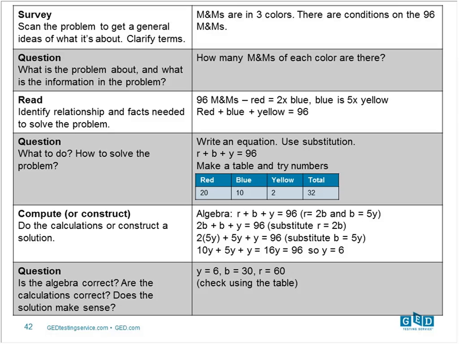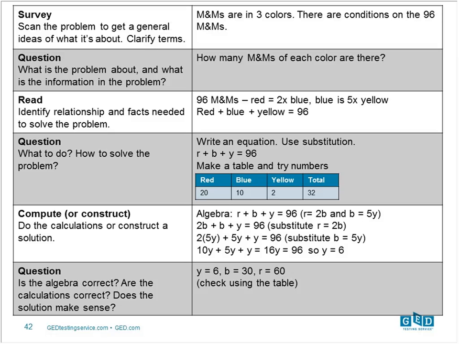So now I'm going to start substituting in. There's red and blue with a relationship, but also blue and yellow, so I can substitute my B for 5y. Now I'm sitting there with all these y's. 10y plus 5y plus y equals what? 16y. But I have to find out what 1y is. So I do my division, 16 divided on both sides, because I've got to maintain that equality. I've got to keep them equivalent on each side, and I find out that y is 6.